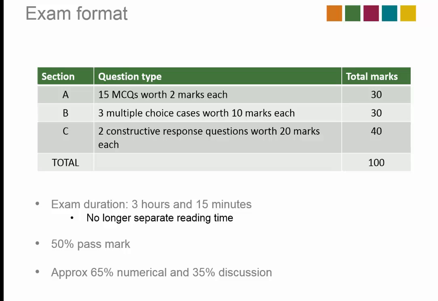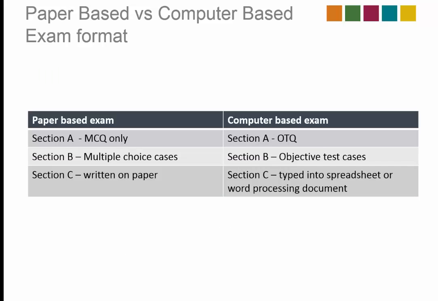The exam is 3 hours 15 minutes. There's no longer any separate reading time, so the full 3 hour 15 minutes can be spent answering the questions given in the exam. There's a 50% pass mark, and in the F7 paper it will make up approximately 65% numerical questions and 35% discursive questions. Now remember, those discussion questions can also appear as a multiple choice question, so a lot of the multiple choice questions will be narrative, not just numerical, to make up that 35% of the exam.